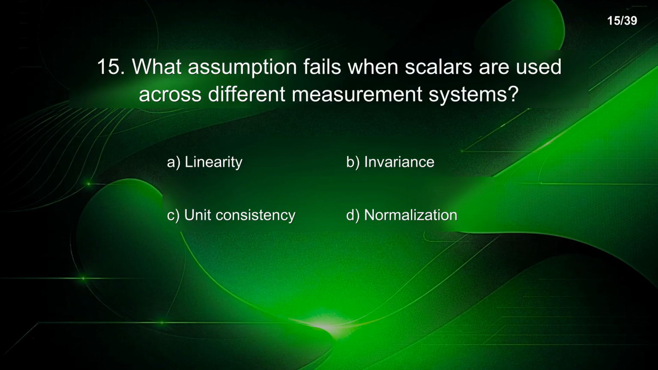15th question. What assumption fails when scalars are used across different measurement systems? A. Linearity. B. Invariance. C. Unit consistency. D. Normalization. Correct answer is C. Unit consistency.